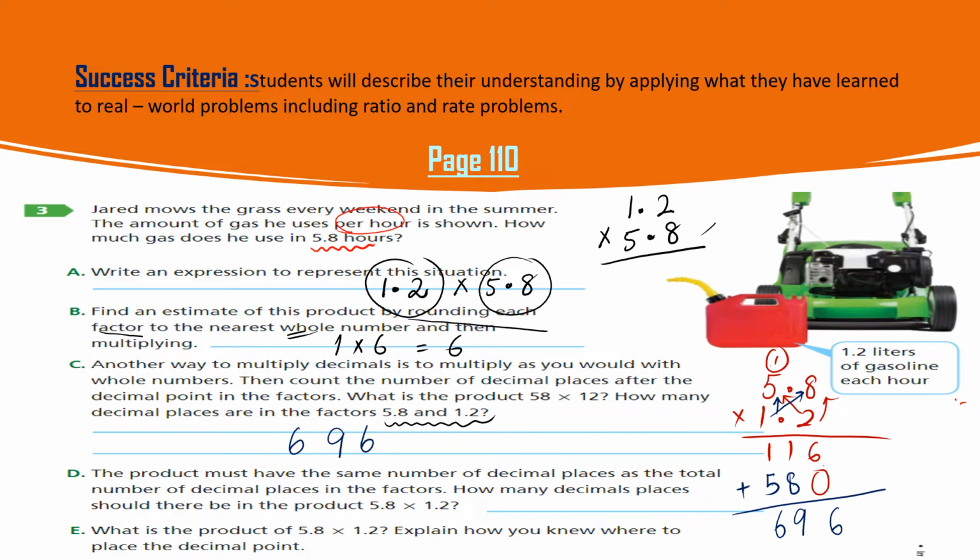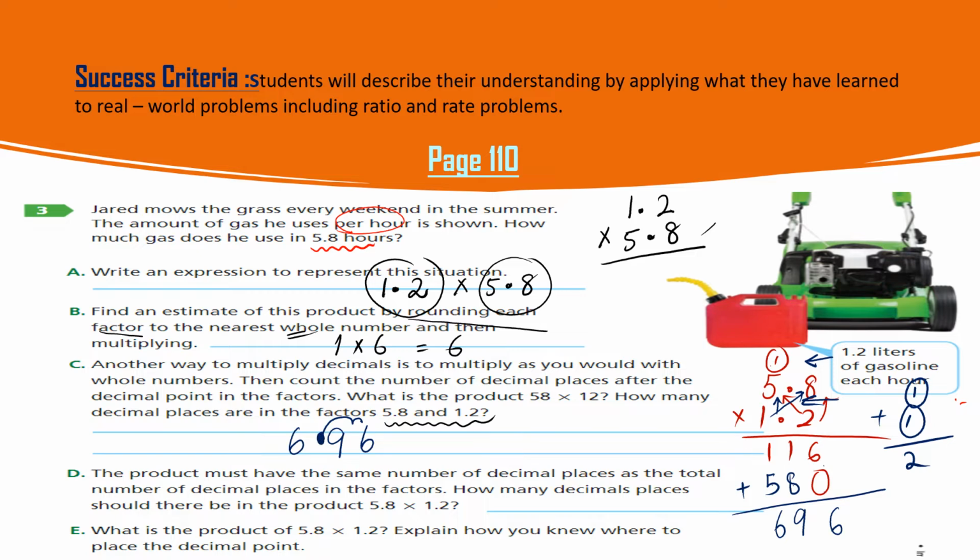But the thing is where you will put the decimal. Now the first number has 1 decimal place. And here also 1 decimal place. So 1 plus 1, it means you will put the decimal from right to left after two places. So 1 and then 2. So put the decimal here.